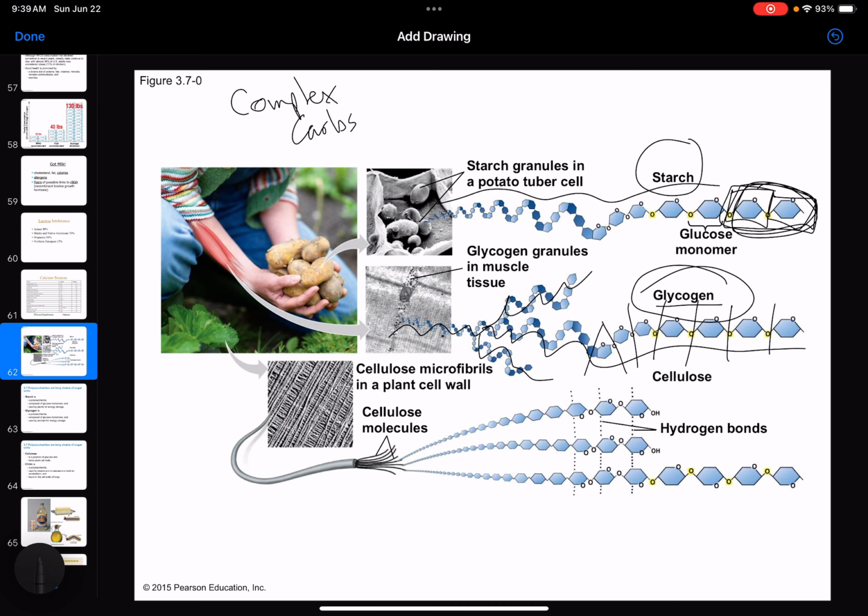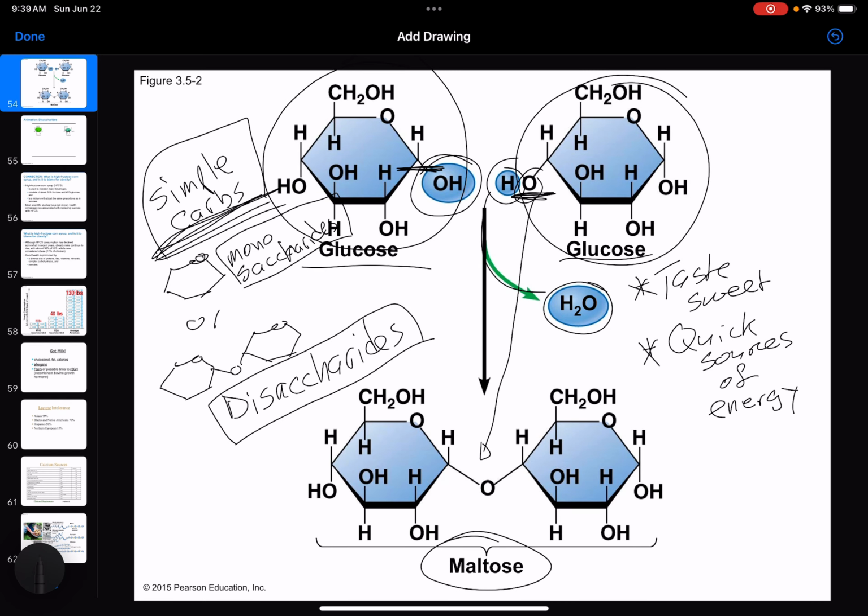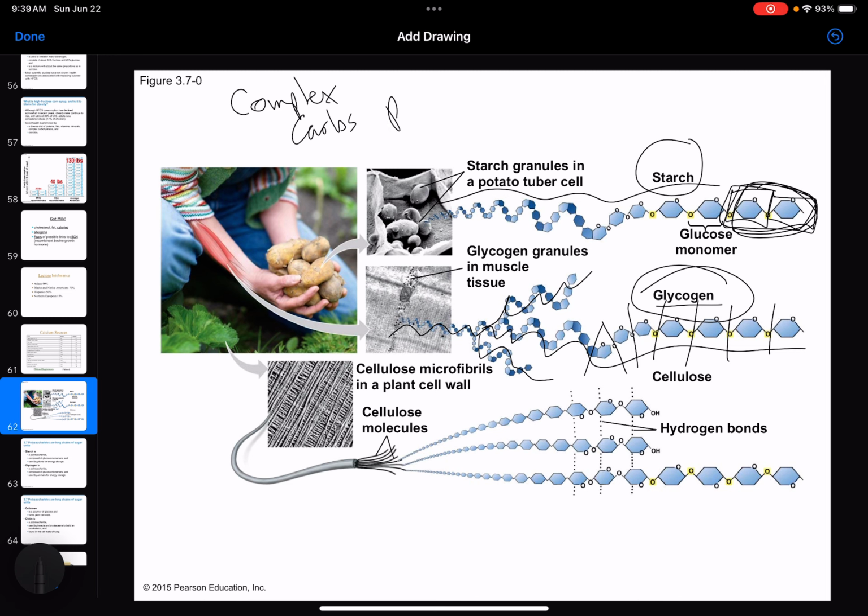All right, so what do we know about complex carbs already different from simple carbs? Simple carbs are one or two rings, monosaccharides, disaccharides. But complex carbs, these are polysaccharides. They are very, very long chains. And they do not taste sweet, and they give you what we call intermediate sources of energy. They are not fast. They take longer to break down, right? And they're not giving you the energy right away like simple carbs do.